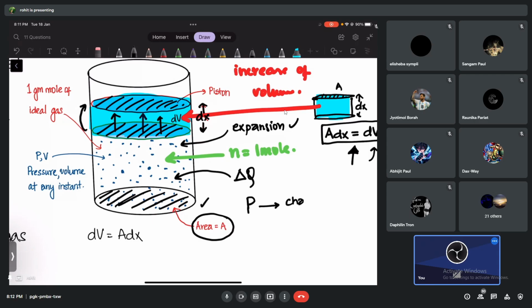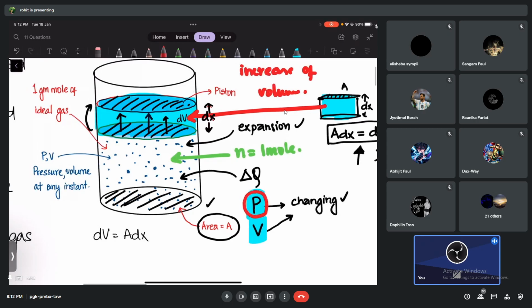Constant or changing, guys? Pressure is changing, okay. What about the volume? Obviously volume is also changing, okay. So let me say that P and V represent the pressure of this gas, the force applied by this gas per unit area, and the volume of the gas. These are the two values at any instant of time, at any time.